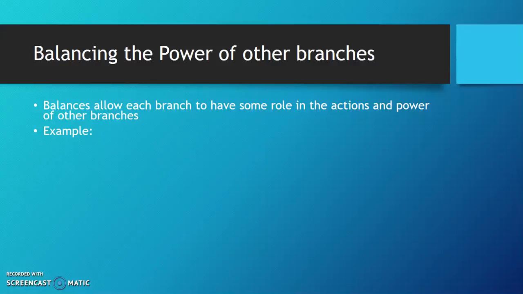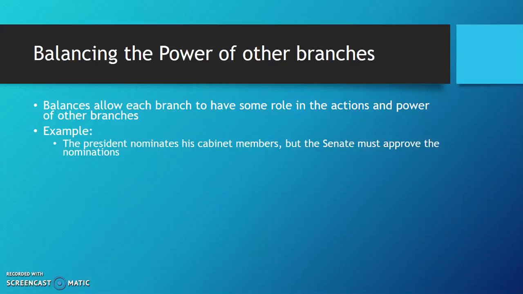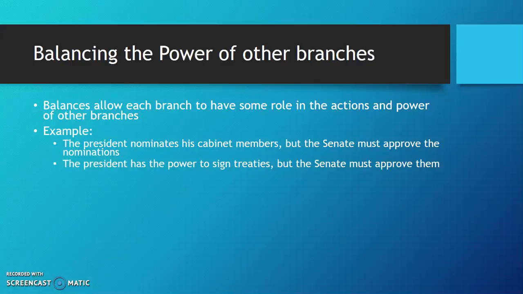The first example here is what the president has the power to do. He has the power to nominate his cabinet members. But the Senate has to approve these nominations. So there's that shared power there. The president nominates, but the Senate approves the nominations. It's kind of balancing each other out. Okay, another example is the president has the power to sign treaties, but the Senate must approve them first. So before they actually go into effect, the Senate has to approve them.